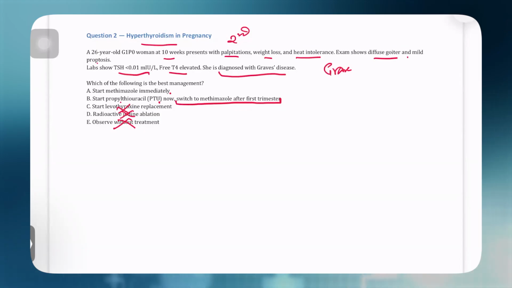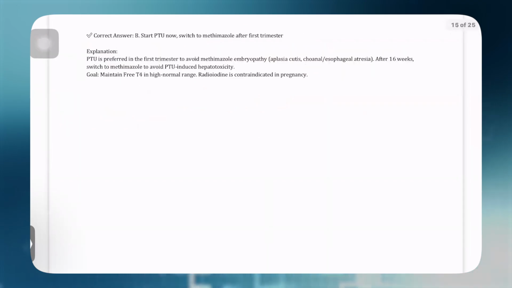Now, starting methimazole immediately and starting propylthiouracil only is based on what the examiner is thinking about the 10th week. Basically, he has suggested that switch to methimazole after first trimester. That means they are considering 10 weeks in the first trimester only. It is before 12 weeks. So it is first trimester only. So what you will do is start with propylthiouracil, then switch to methimazole.